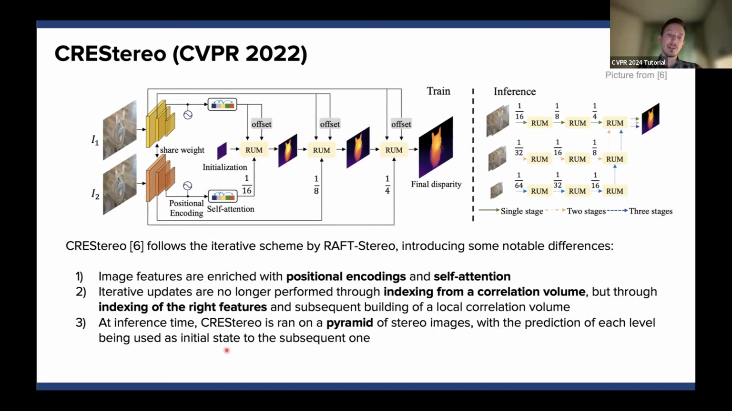Finally, at inference time, CREStereo also proposed to run inference on a pyramid of stereo images. This means the stereo images are downsampled and processed by CREStereo one first time. CREStereo iteratively provides a disparity map. This disparity map is upsampled and then is used as the initial state for a second inference of CREStereo itself on the new pair, this time at full resolution. So basically, we run CREStereo twice, once at low resolution to get an initial state, and once at high resolution, starting from the previous inference.